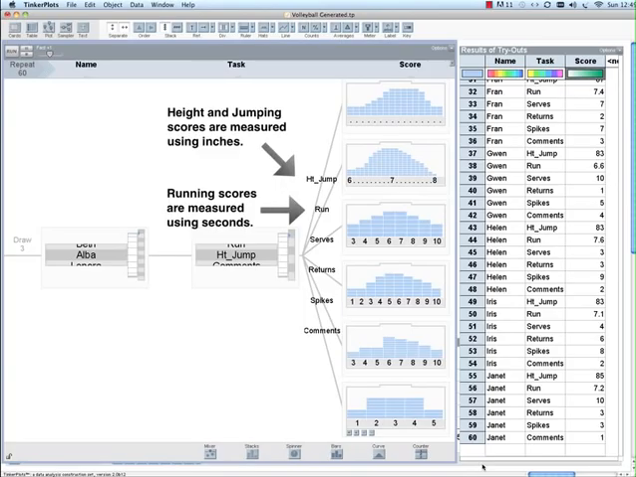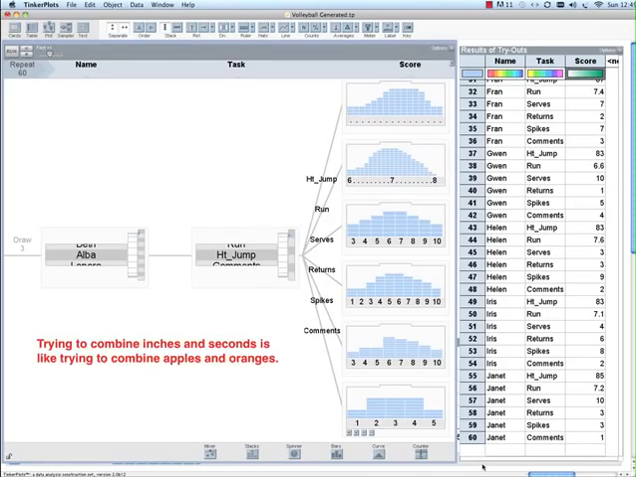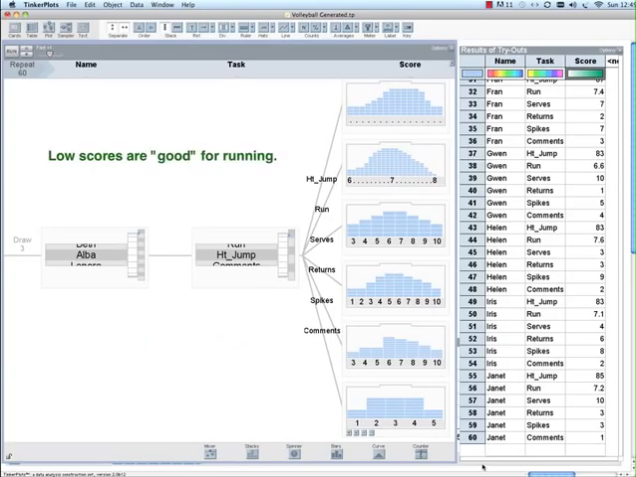For example, running scores are in seconds, whereas jumping scores are in inches. And trying to combine inches and seconds is like trying to combine apples and oranges. It doesn't make much sense, especially because low scores are good for running, but high scores are good for jumping. So, to combine such scores, it is necessary to rescale them in some way.